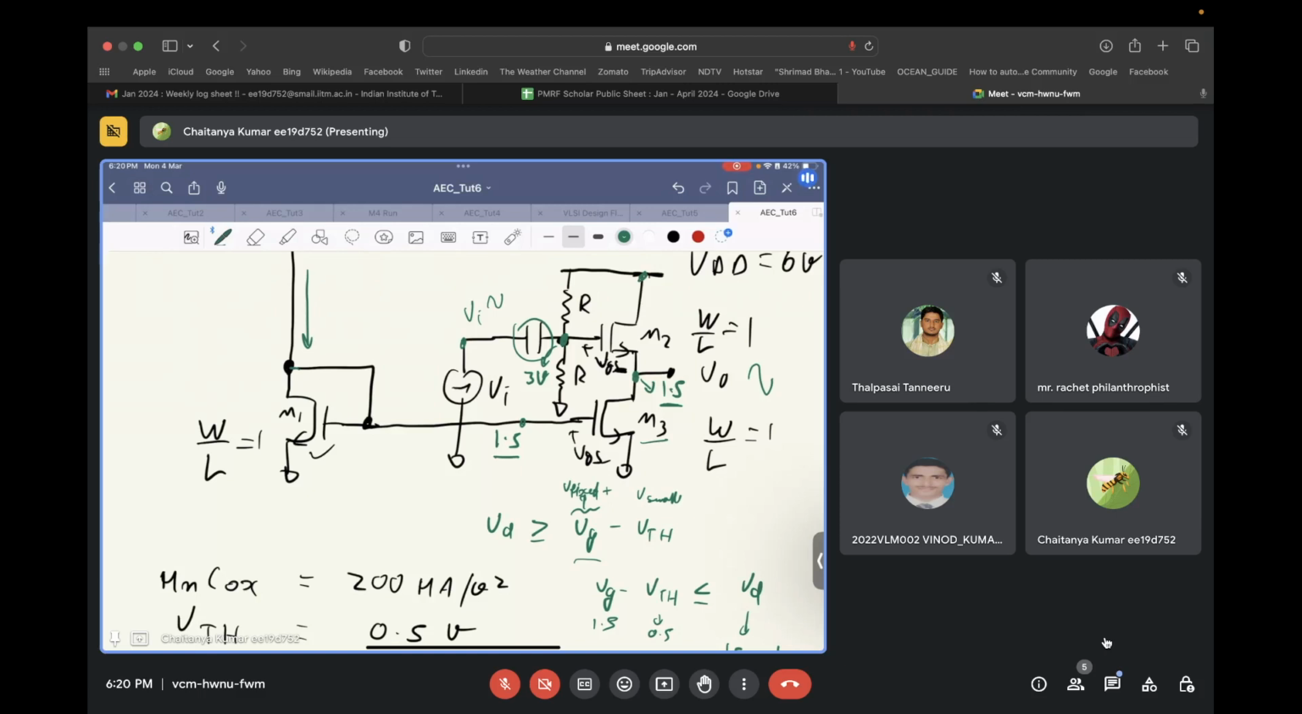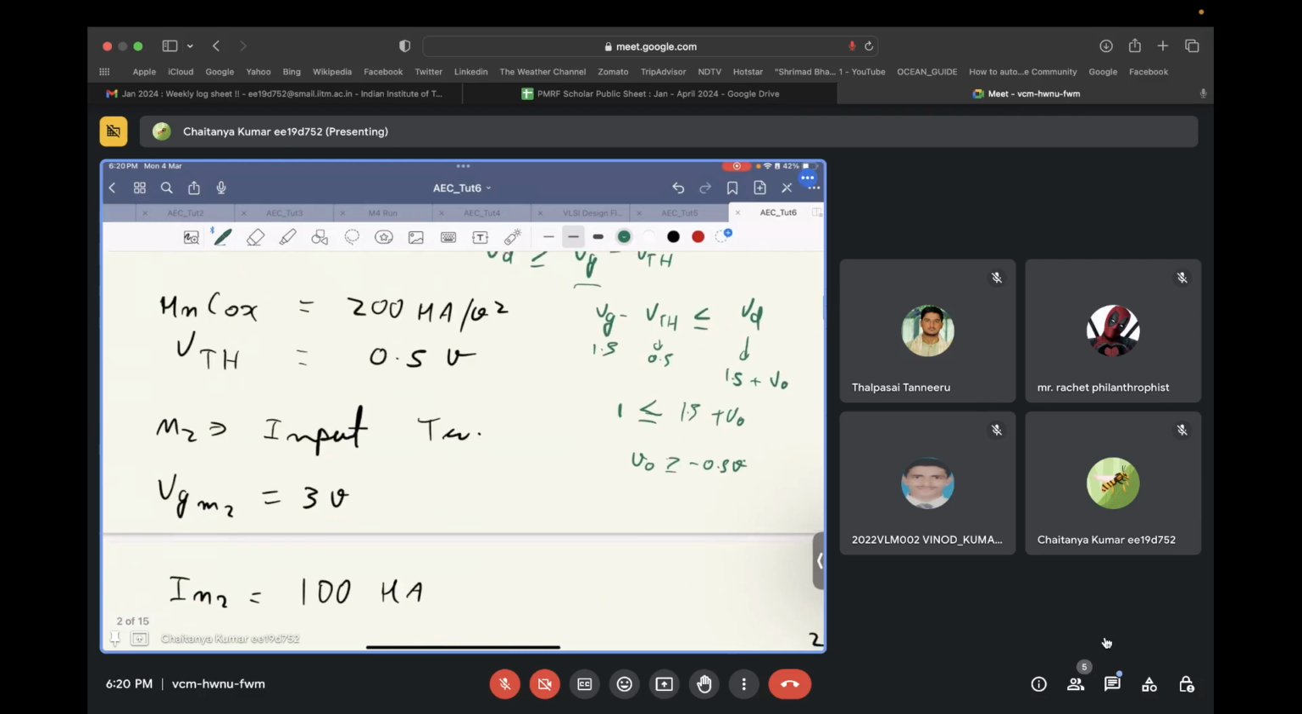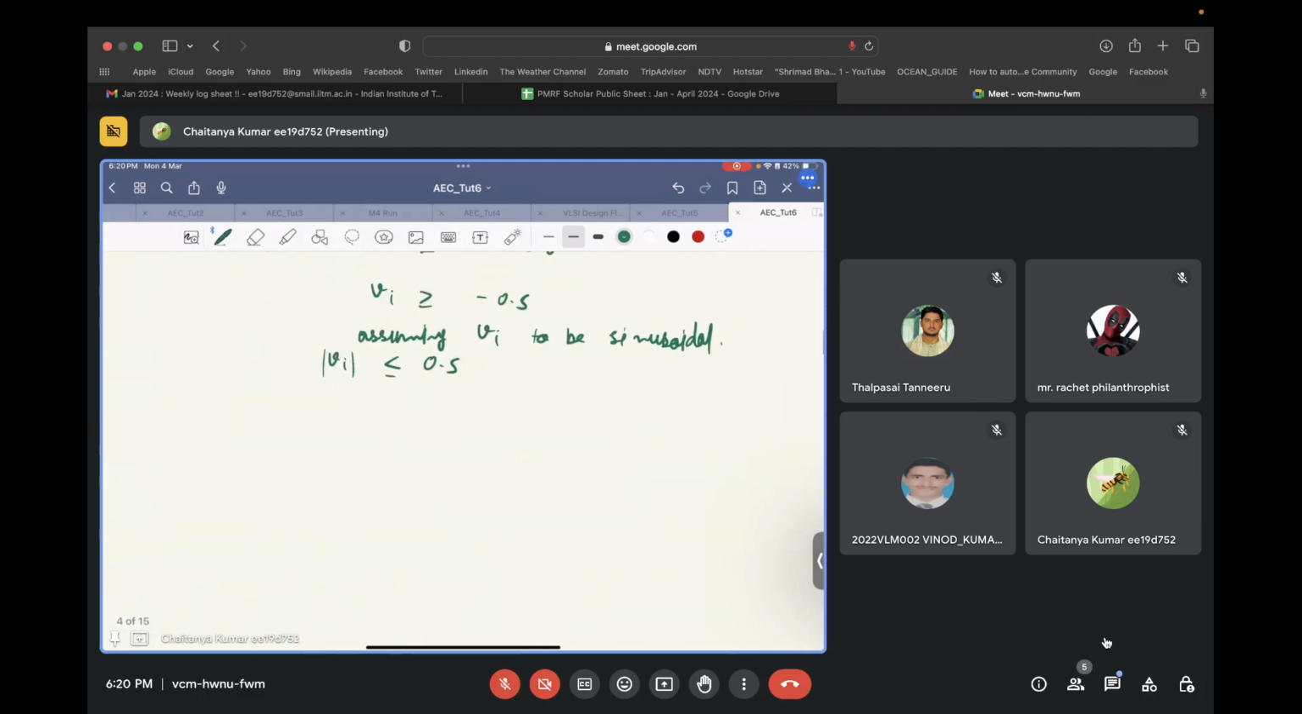Okay, your drain voltage is fixed to VDD and your gate voltage is swinging. So in this case, how will you write it for the second condition, transistor M2 to be in triode? VD must be greater than or equal to VG minus VTH. Correct? Now VD is fixed at 6 volts, that is VDD.